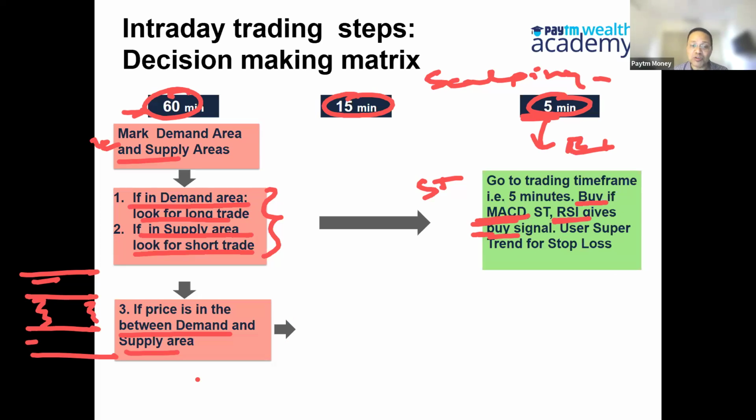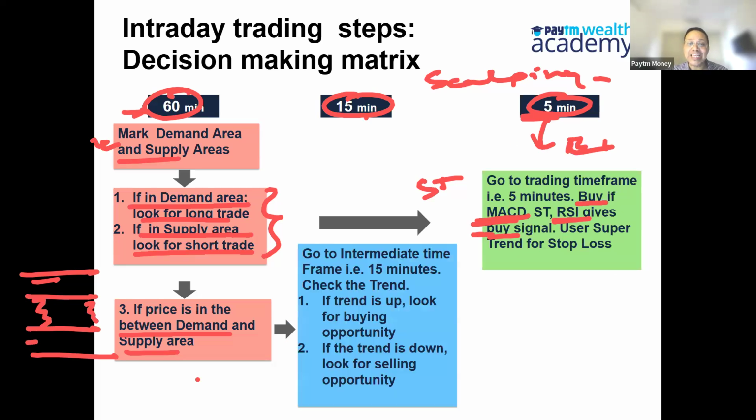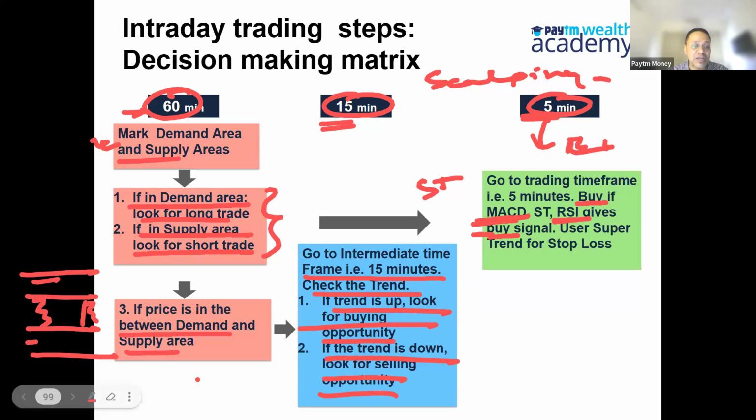Now, if the price is in between the demand and supply zone, go to the intermediate time frame, that is the 15 minutes time frame. Check the trend. If the trend is up, look for buying opportunity. If the trend is down, look for selling opportunity. So in the intermediate, when the price is in between the zones, you can do both long trades and short trades. But again, the higher probability trade you are going to get only in the demand zone and the supply zone. That is the best place to trade, guys.